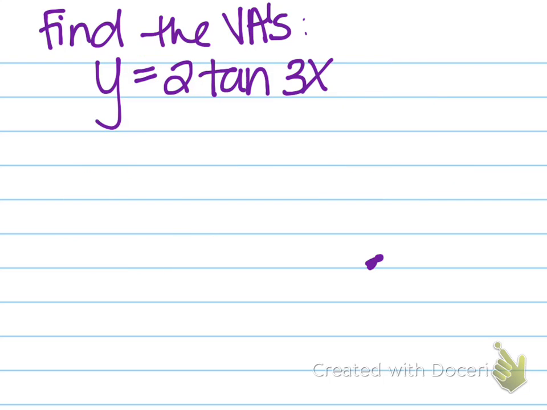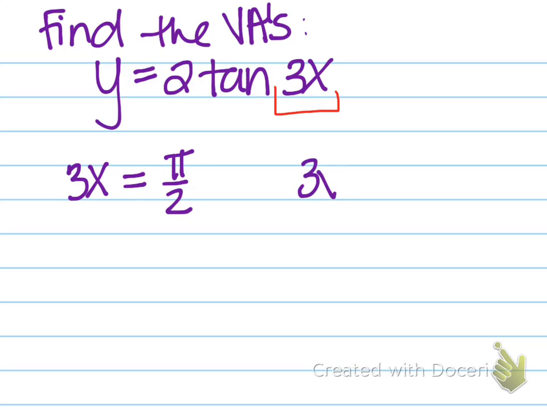So here's an example we'll use. y equals 2 times the tangent of 3x. So again, the process we said is to take the thing, the bx minus h, the thing that you're taking the tangent of. So in this case, it's just 3x. And we're going to set it equal to pi over 2, and we'll also set it equal to negative pi over 2. And we'll solve both of these equations.